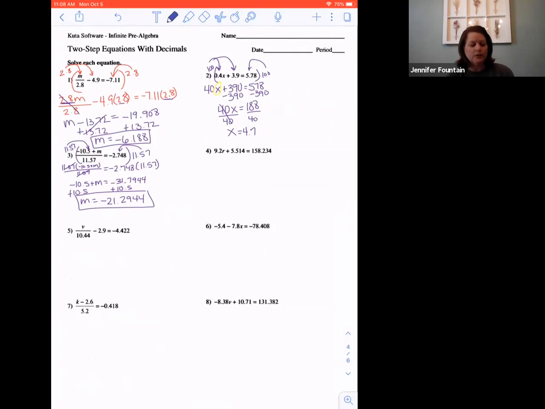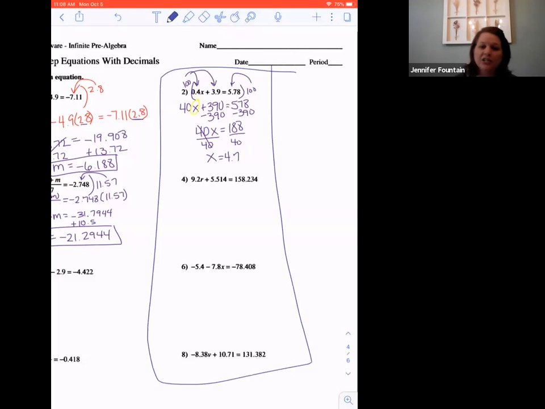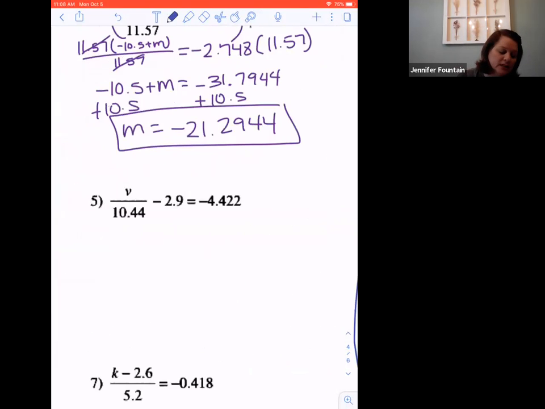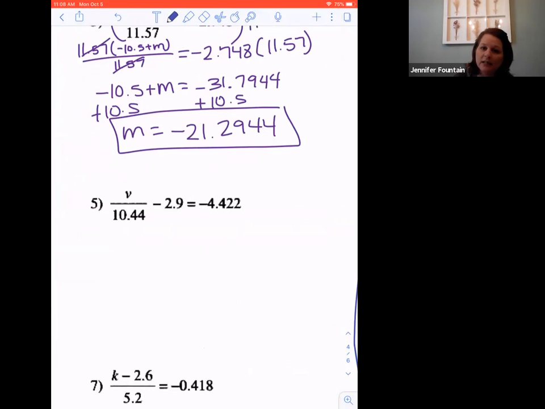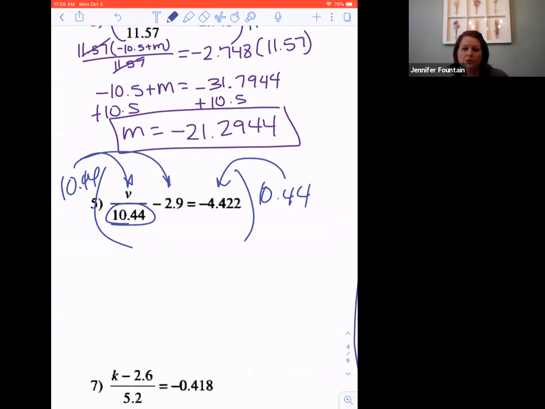Okay, so one of the things I want to tell you is that, first of all, clearing decimals, this is going to be the side that I actually grade. The others are going to be for bonus. But on these, we just clear the denominator just like we did with fractions. Okay, just like the previous examples we did with fractions. So if I have a 10.44 in my denominator, then I just multiply both sides by 10.44. So that multiplies by v, multiplies by negative 2.9, multiplies by negative 4.422.